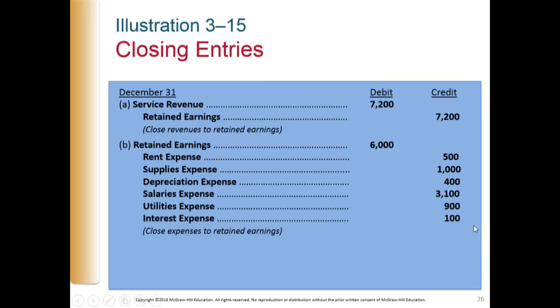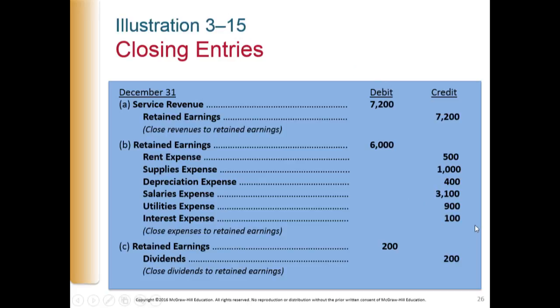So to do that, we're going to have to close out those temporary accounts. And when we get ready to close out our revenues and expenses, we're going to close those into retained earnings. So closing entries, we've got three categories here. We're closing our revenues in step A that you can see. In step B, we're closing our expenses. And then in step C, we're closing our dividends.